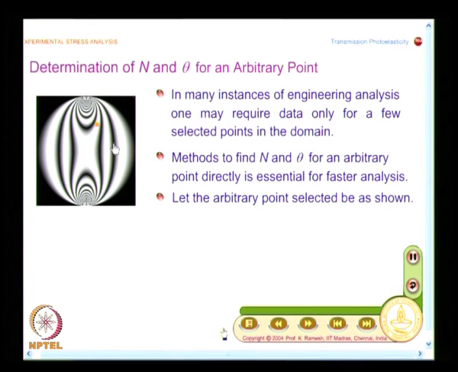And what is shown here is a circular disk under diametral compression, dark field arrangement, with fringe orders 0, 1, 2, 3, 4 and so on. This is to illustrate, suppose I have a point which lies between fringe order 2 and 3, and I want to know the fringe order at this point of interest. This is what is key for my design scenario.